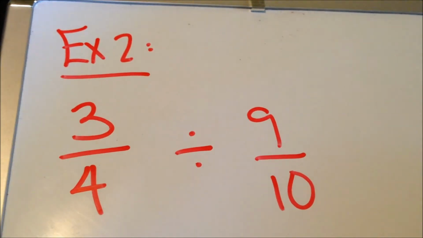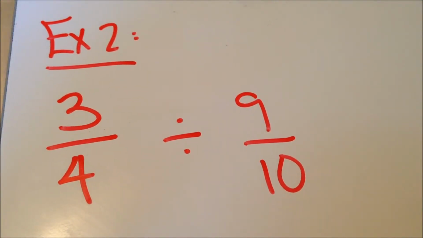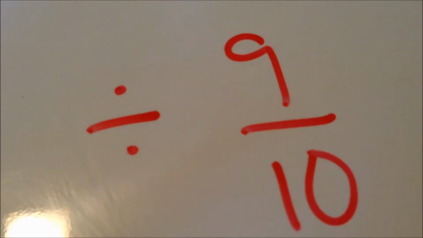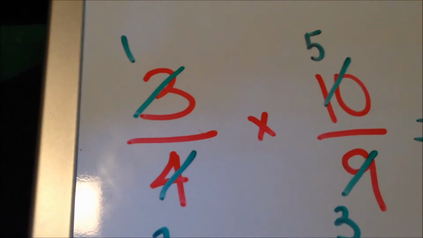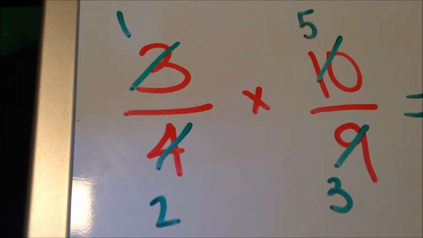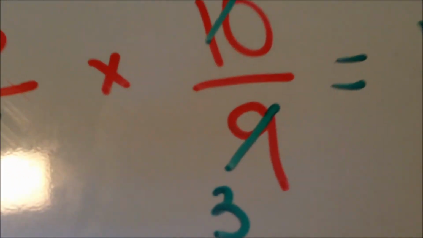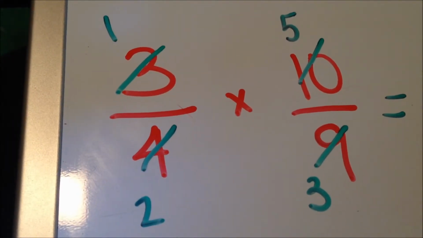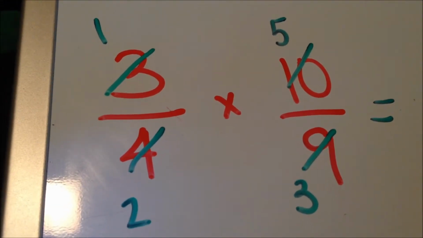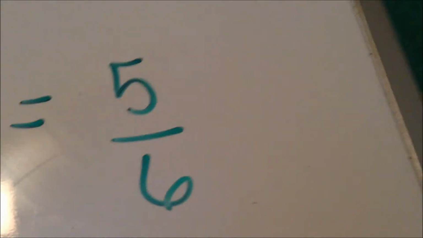Example 2, 3/4 divided by 9/10. So first and foremost, let's convert the division problem into a multiplication problem by taking the reciprocal of 9/10 and then changing the division into a multiplication symbol. We have 3/4 times 10/9. And you'll also notice here, once it turned into a multiplication problem, I cross-reduced. 3 and 9 can cross-reduce. They're both divisible by 3. And 10 and 4 can also cross-reduce. They're only divisible by 2. So we end up with 1 times 5 and 2 times 3, so 5/6.